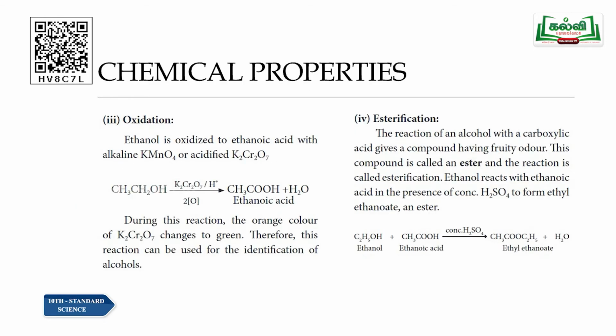The next reaction is oxidation of ethanol. Oxidation of organic compounds is mostly carried out by using alkaline potassium permanganate or acidified potassium dichromate.